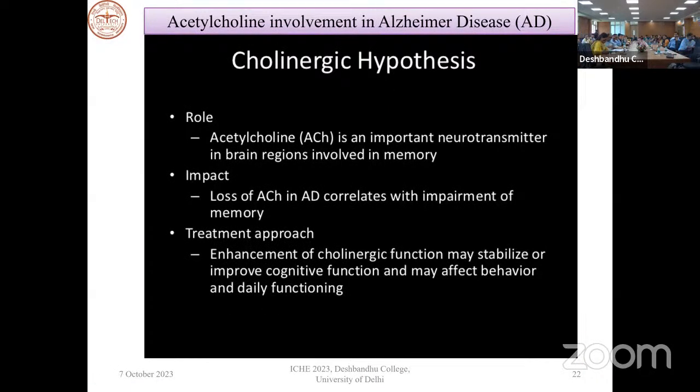Acetylcholine is a neurotransmitter, and loss of this is responsible for the memory loss. So if you can enhance the cholinergic activity, or enhance the formation of acetylcholine neurotransmitters, somehow you are decreasing the memory loss and helping people to remember things fast.